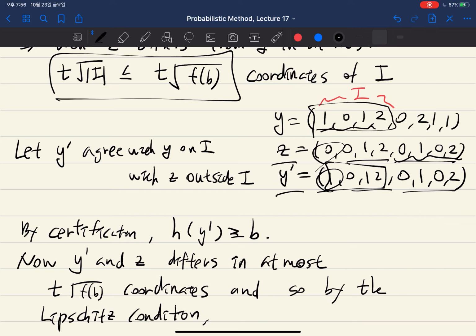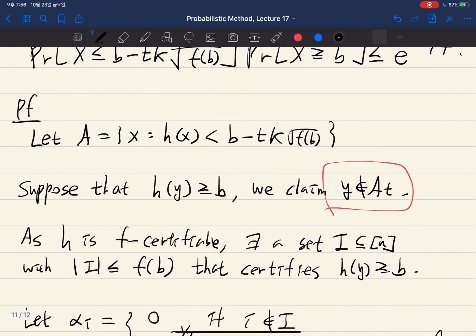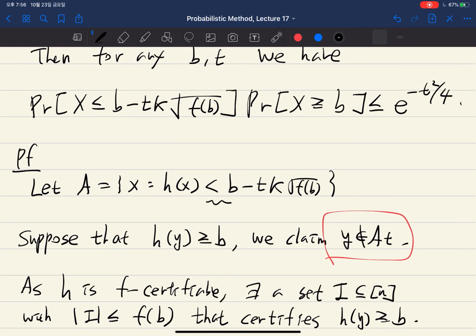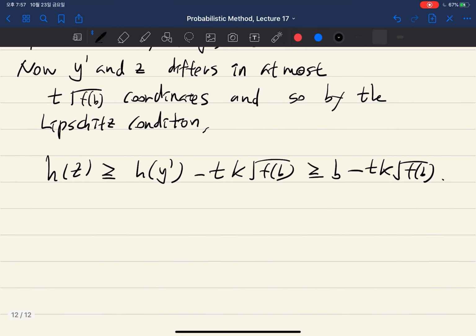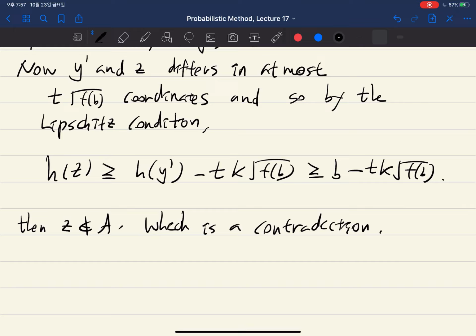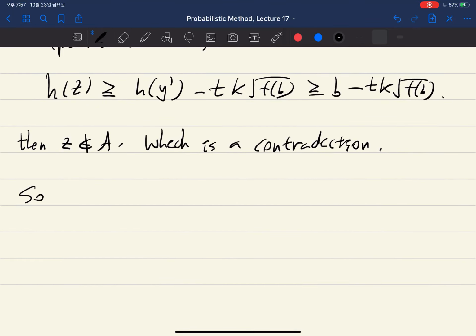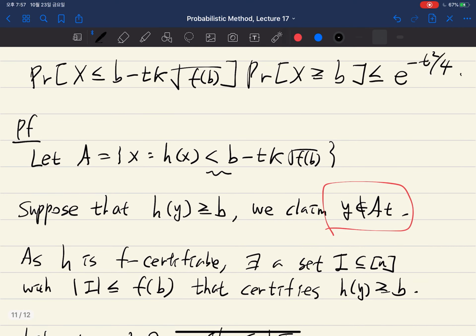Give me a moment. Did I write something wrong? What was A? Okay, so we took A to be strict equality. Anyway, so from here we have this, but then g is not in A, which is a contradiction. A contradiction of our choice of g. So we have this.